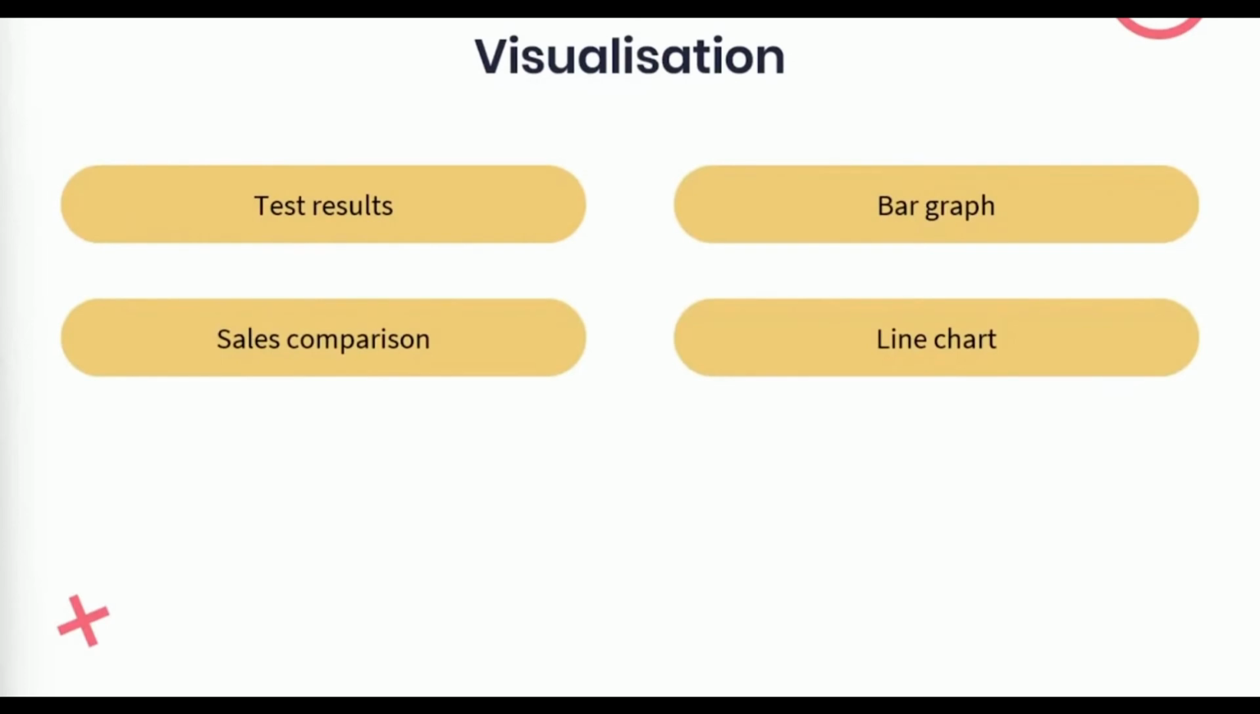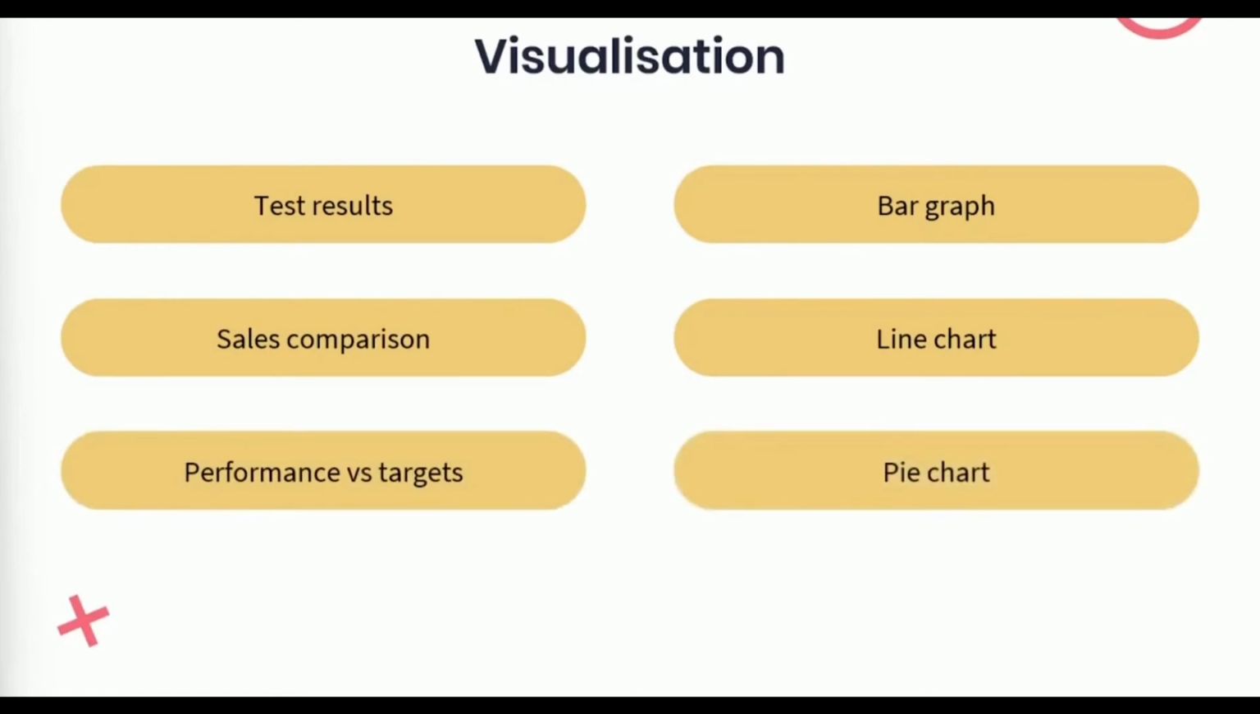And that brings us to visualization. So now we already know what we want on our dashboard. But let's start visualizing it. So let's imagine what it's going to look like. So we already know we have the test results. And we would like these results to be displayed in a bar graph. Then we have the sales comparison between 2019 and 2020. And we would like the comparison to be created in a line chart. And then last but not least, we would like to see the sales manager's performance versus their targets. And this can be displayed in a pie chart.